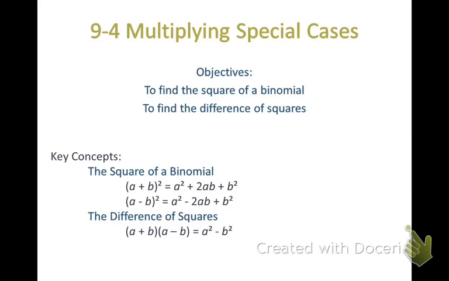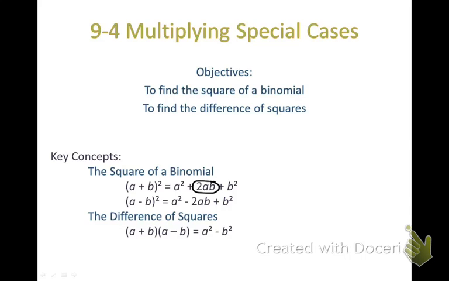There are two kinds of special cases we're going to discuss. We have the square of a binomial, which means if you have parentheses with a plus b and then a square, you're going to square the first number, and then you're going to multiply the first number by the second number times 2, and next we're going to square the last number.